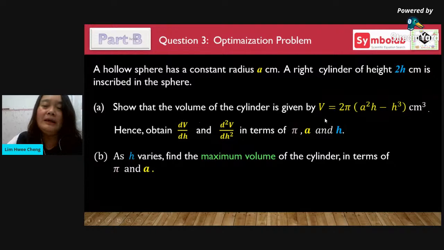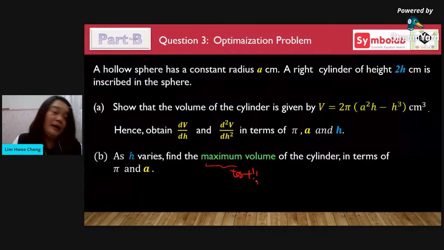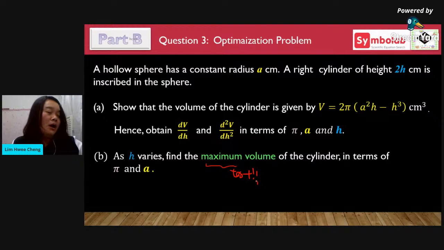Okay, showing ini, so they ask you to prove. So if you cannot prove, you just skip this proof and you proceed to the dV/dh and so on. So jangan you tak buat apa-apa. Okay, then part B baru you buat the maximum. Again, I repeat. Kalau dia nak suruh you optimization problem, okay, you mesti test whether you use the first derivative or second derivative.